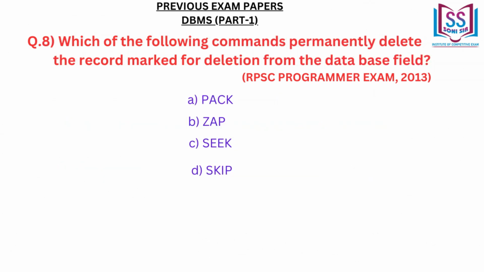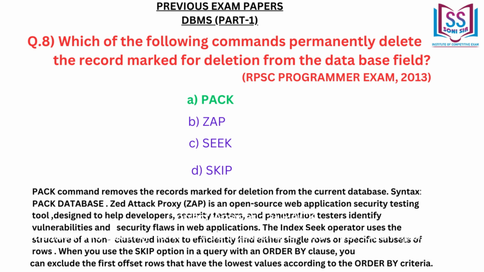Which of the following commands permanently deletes the records marked for deletion from the database file? A. Pack, B. Zap, C. Seek, D. Skip. Correct answer A. Pack. The Pack command removes the records marked for deletion from the current database.